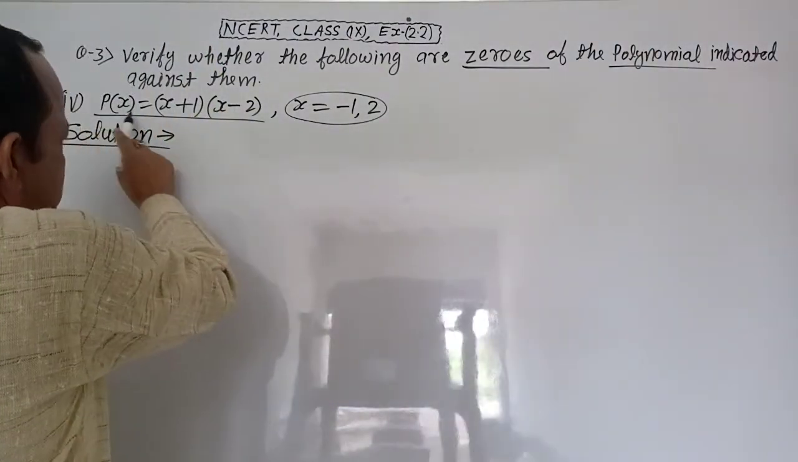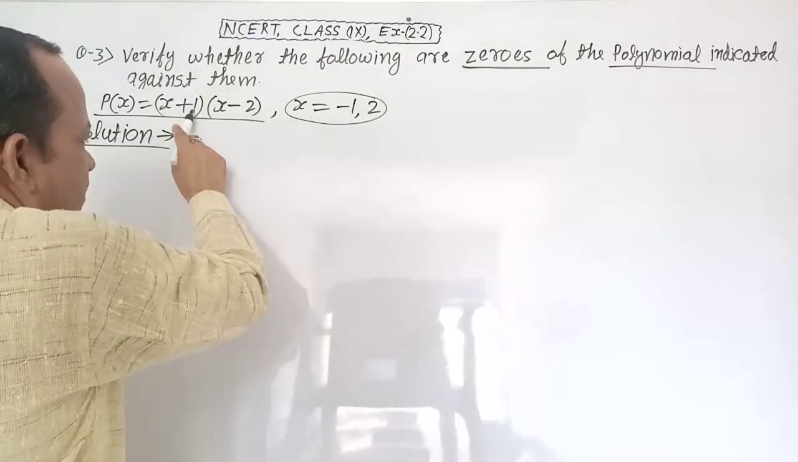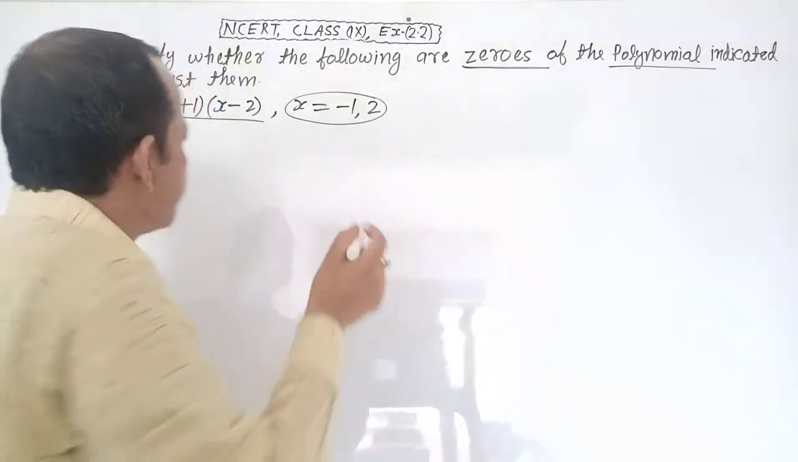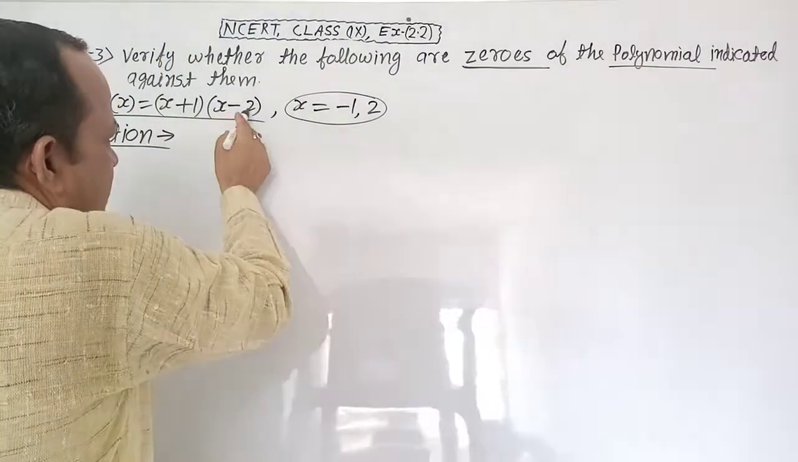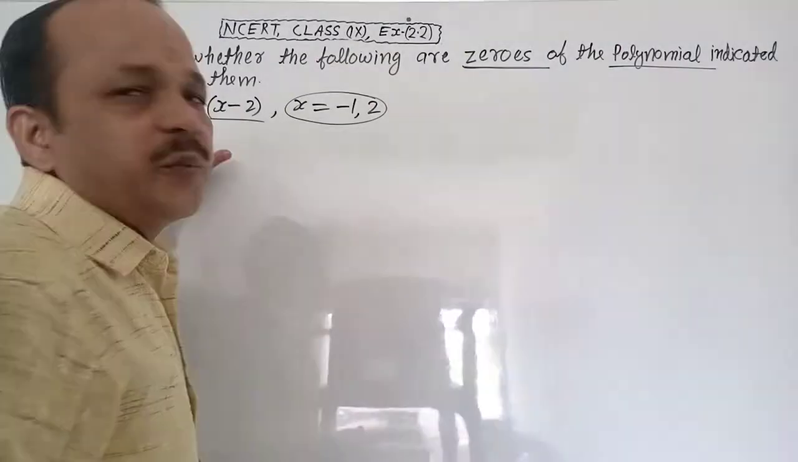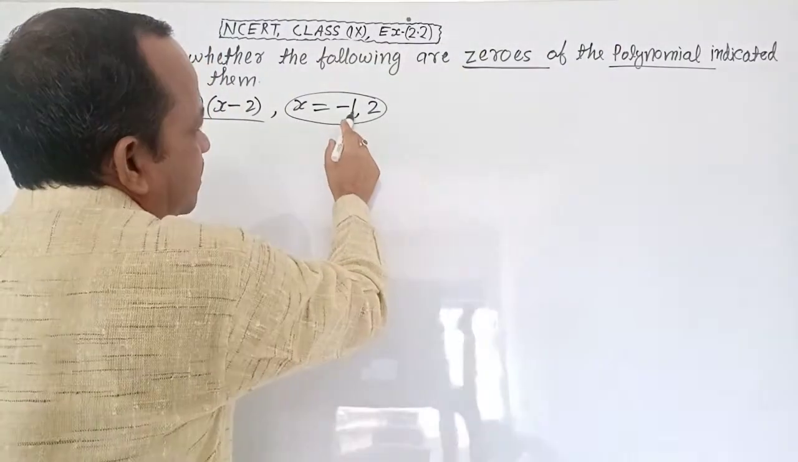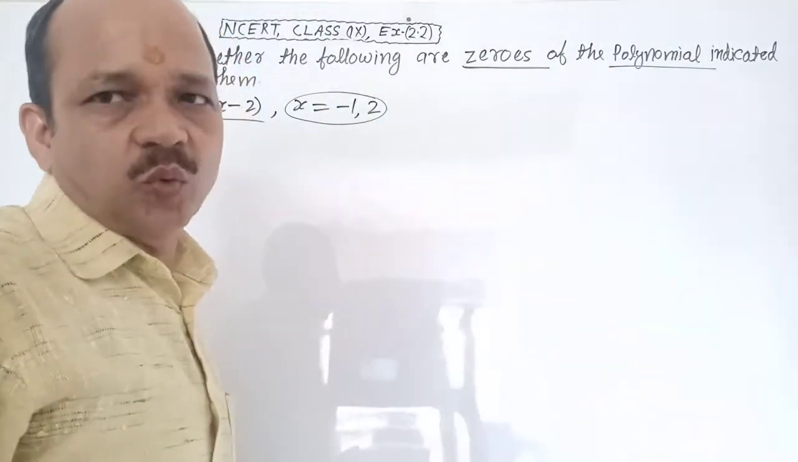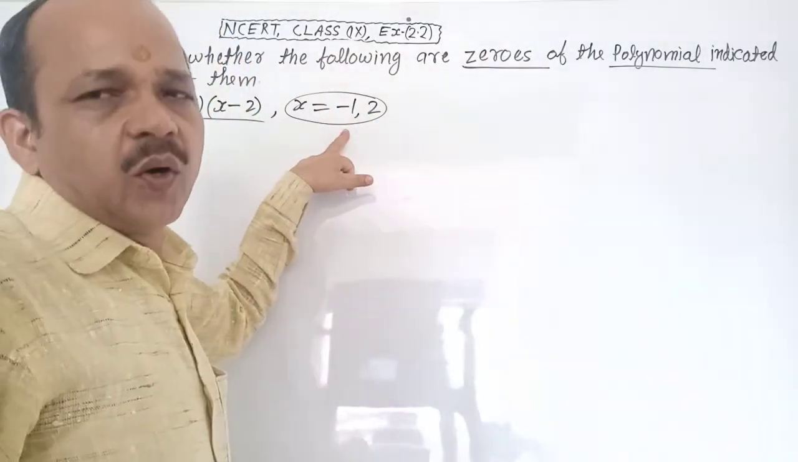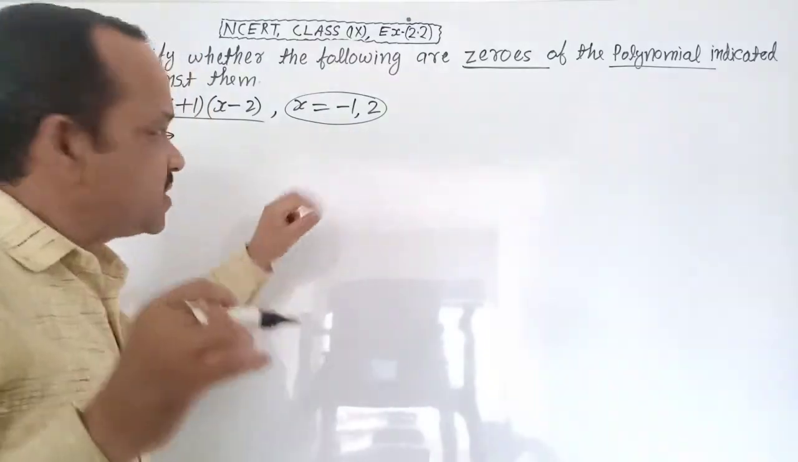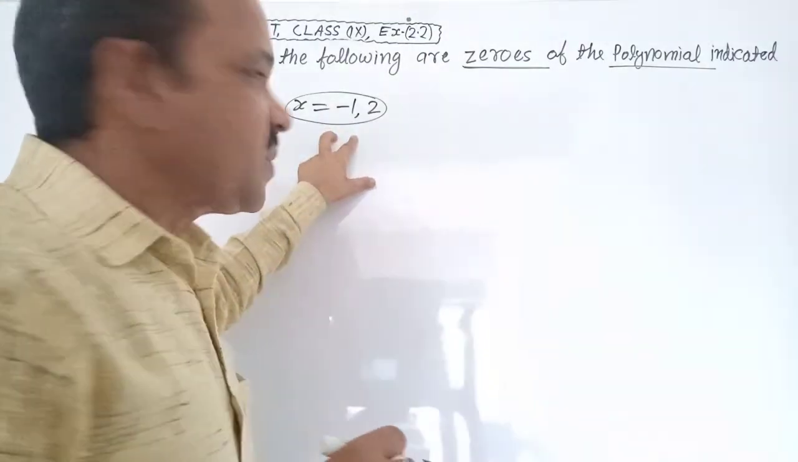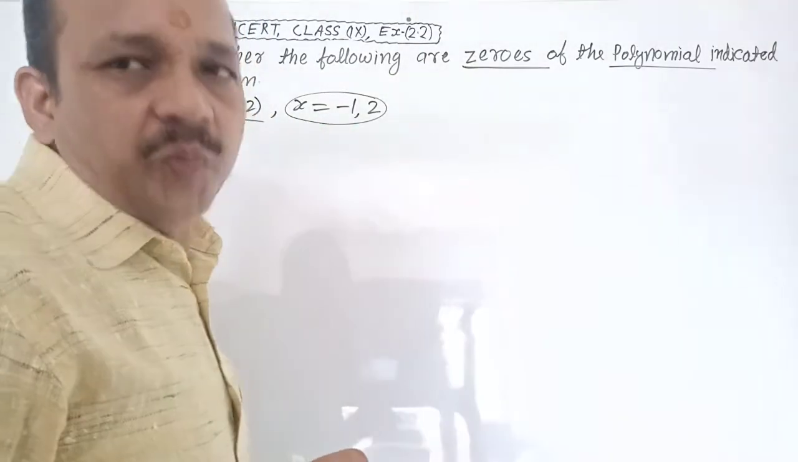Fourth, p(x) equals (x plus 1) in first brackets, (x minus 2) in second brackets. It is the given polynomial, and x equals minus 1 and 2. It is the value of zeros. It means these are zeros and this is the polynomial.